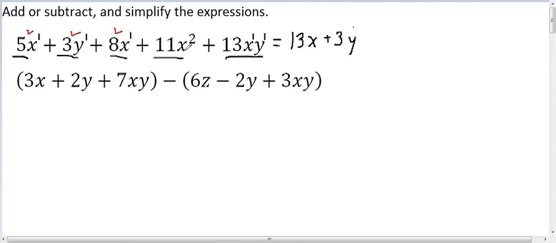Next, we have 11x squared. Both of these terms have x, but the exponent for x is different. This is x squared, and this is x to the first power. So these terms don't combine with each other. So since they are the only remaining terms, we'll just go ahead and copy them.